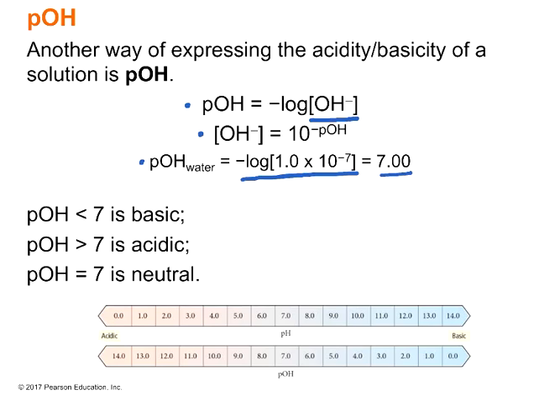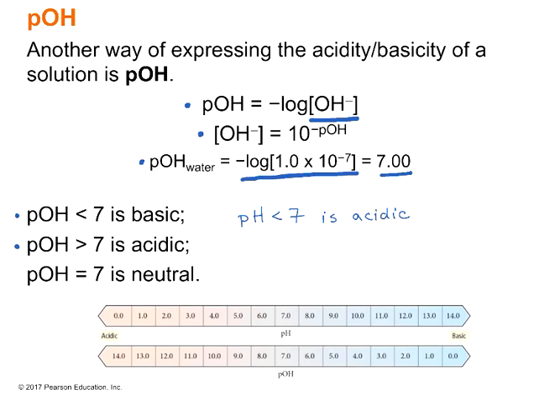So neutral solutions will have a pH value of 7 and a pOH value of 7. But the difference comes in terms of basic and acidic solutions. So if you have a pOH value less than 7, your solution is basic. But remember, for pH less than 7, we say that the solution is acidic. So in the pOH scale, it's the opposite.